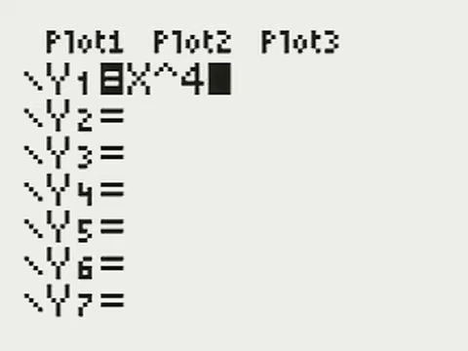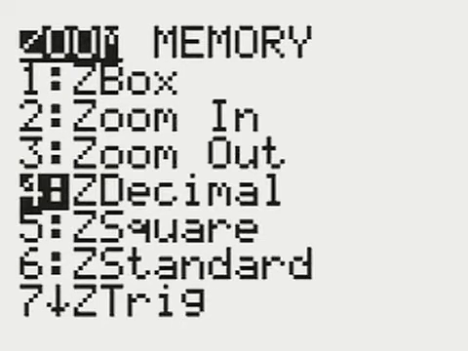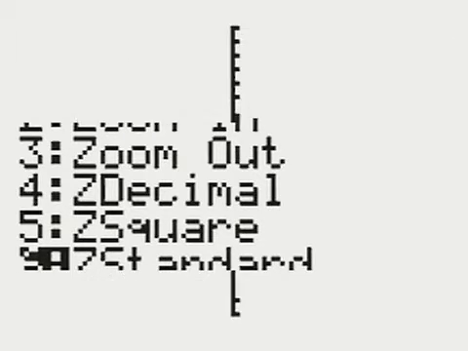So we go to our graphing calculator and press y equals. We're going to enter x to the fourth power minus 5x squared minus 8. We want to graph that just to get a look at what the graph looks like. We're going to start with our standard window, since we know that all the solutions need to be between negative 10 and 10.